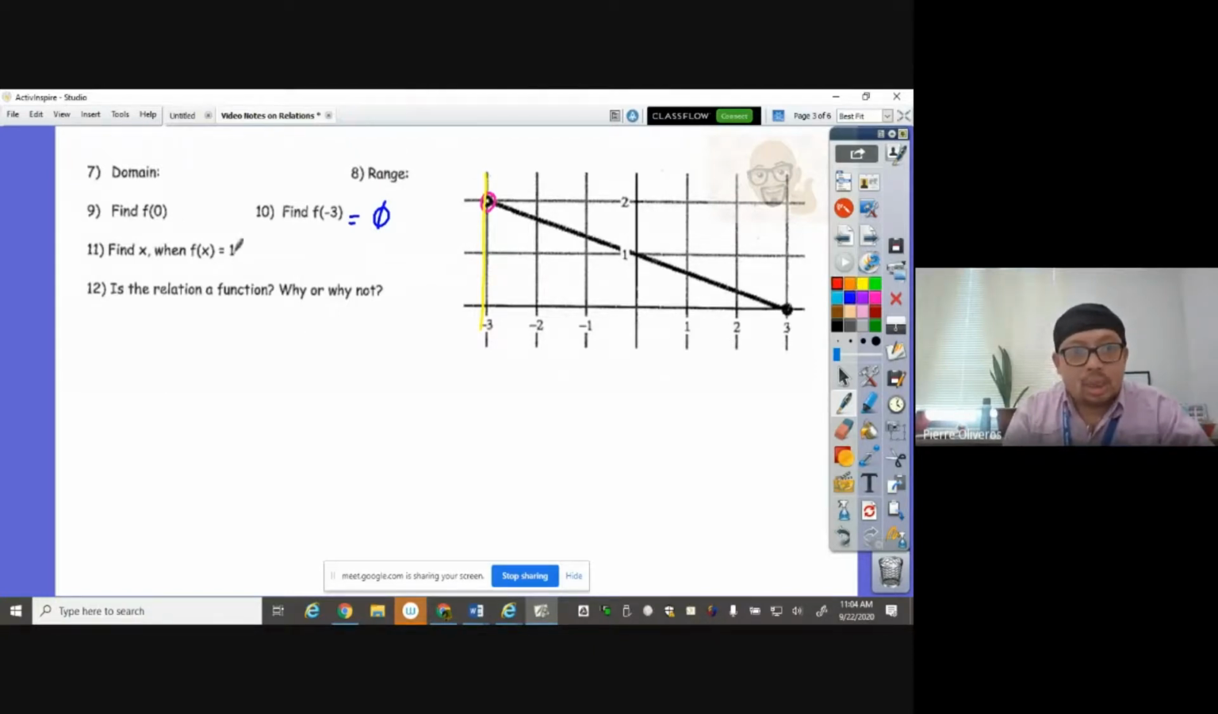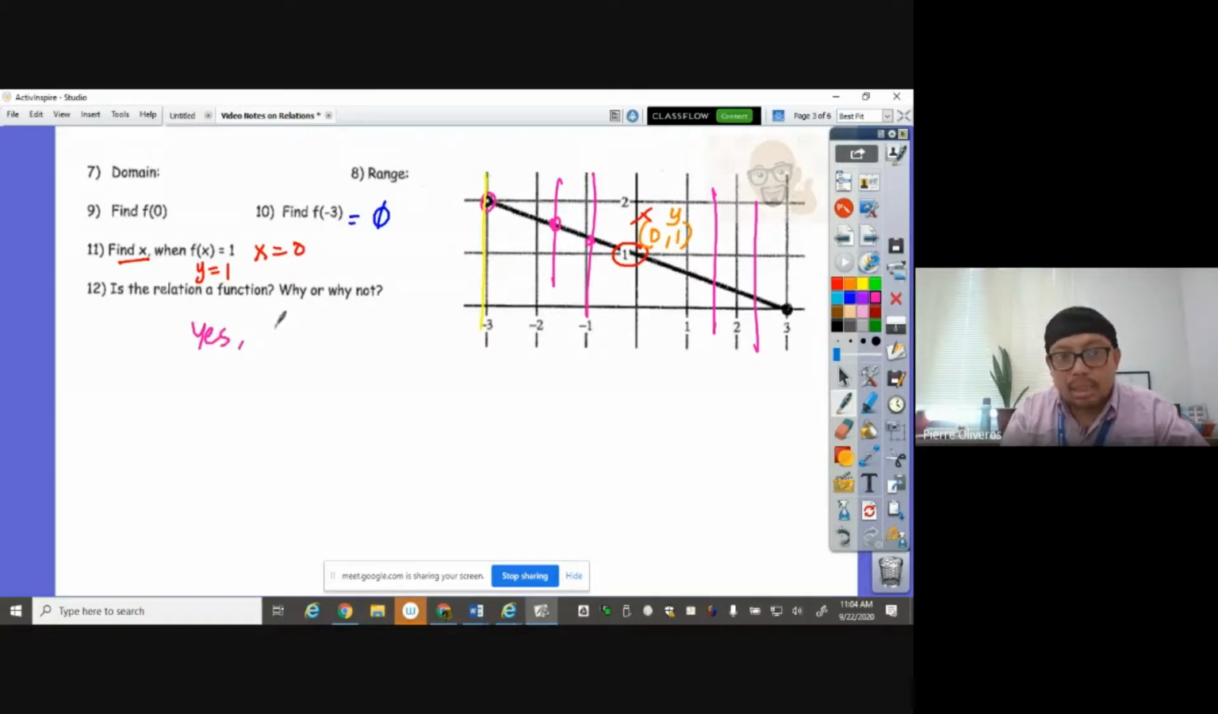Next, find x when f of x, or y, is equal to 1. Where's the 1 on the y? It's right here. What's the point there? That is 0 comma 1, and the value of y is 1. So what's the value of x? That's the question there. So x there is equal to 0. Is this a function? When you cross the line, only 1 point. So yes, it passed the vertical line test.